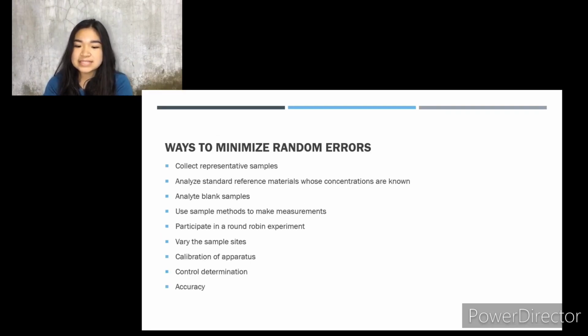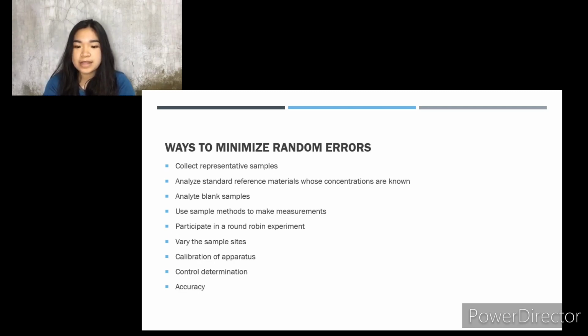Ways to minimize systematic errors. Number 1, collect representative samples. Number 2, analyze standard reference material whose concentrations are known. Number 3, analyze blank samples. Number 4, use different methods to make measurements. Number 5, participate in a round-robin study with other labs. And number 6, vary the sample size.